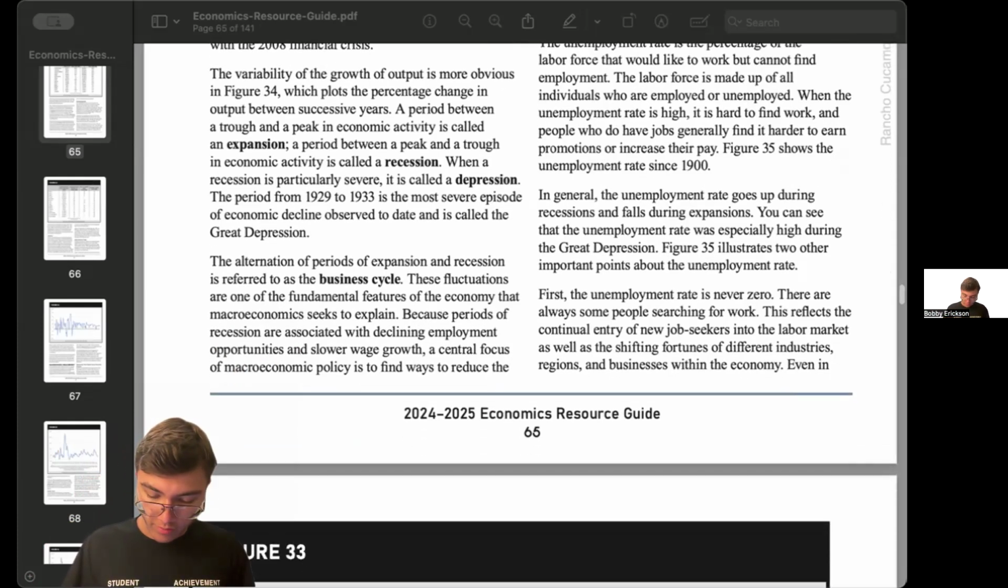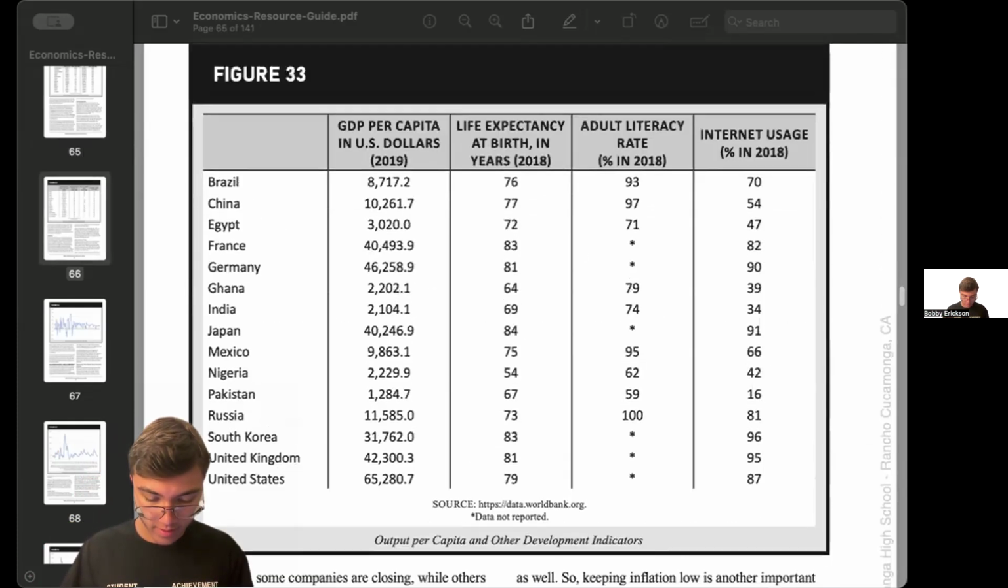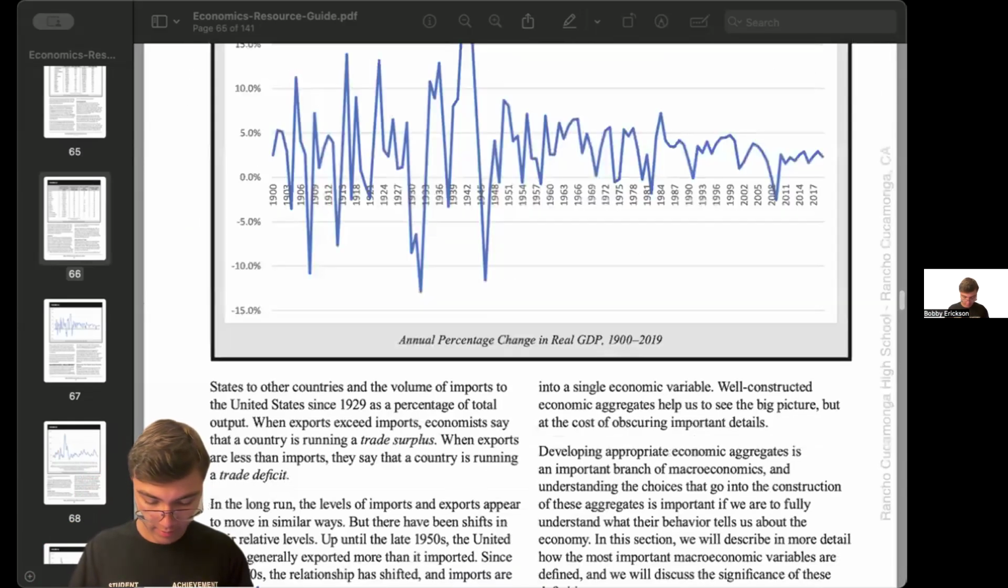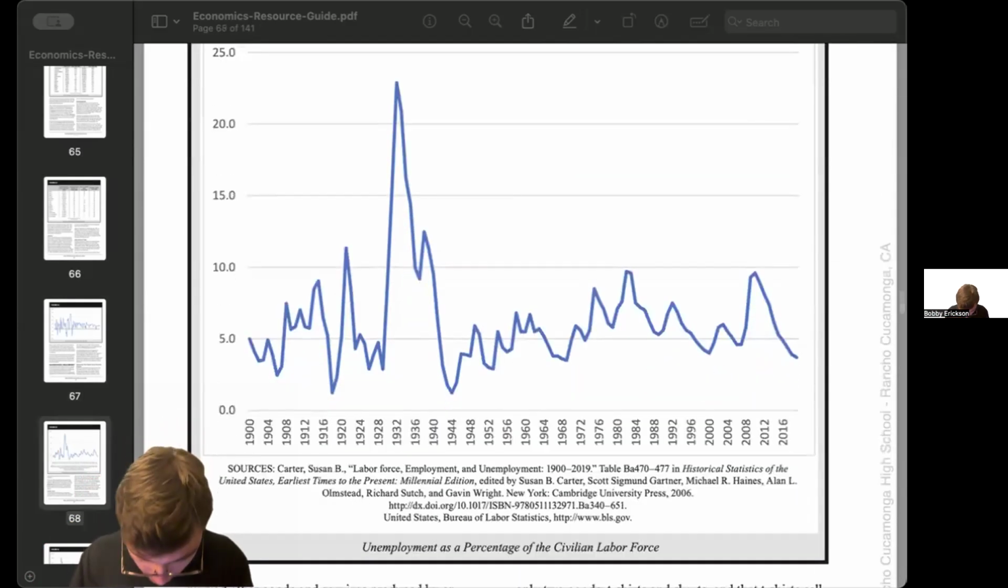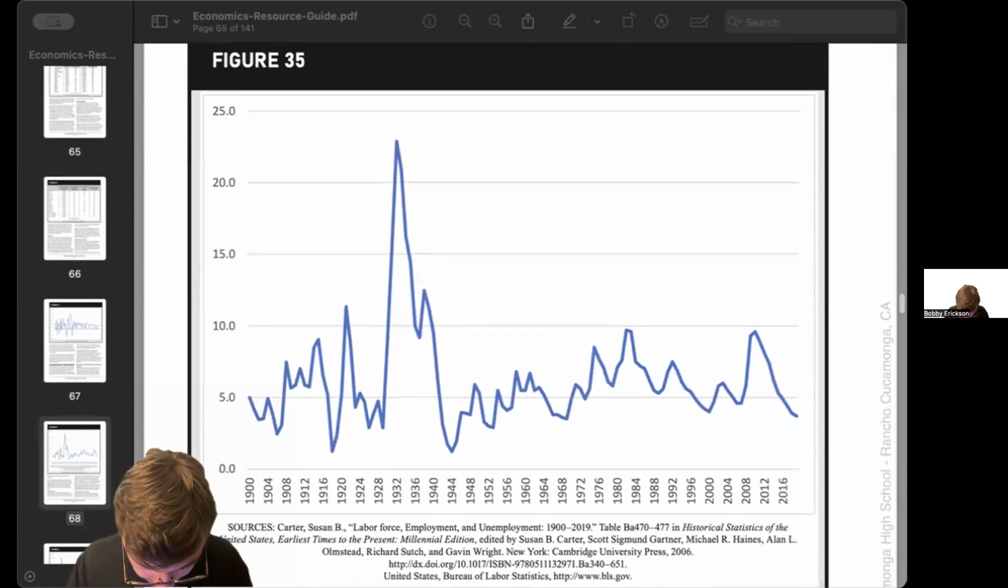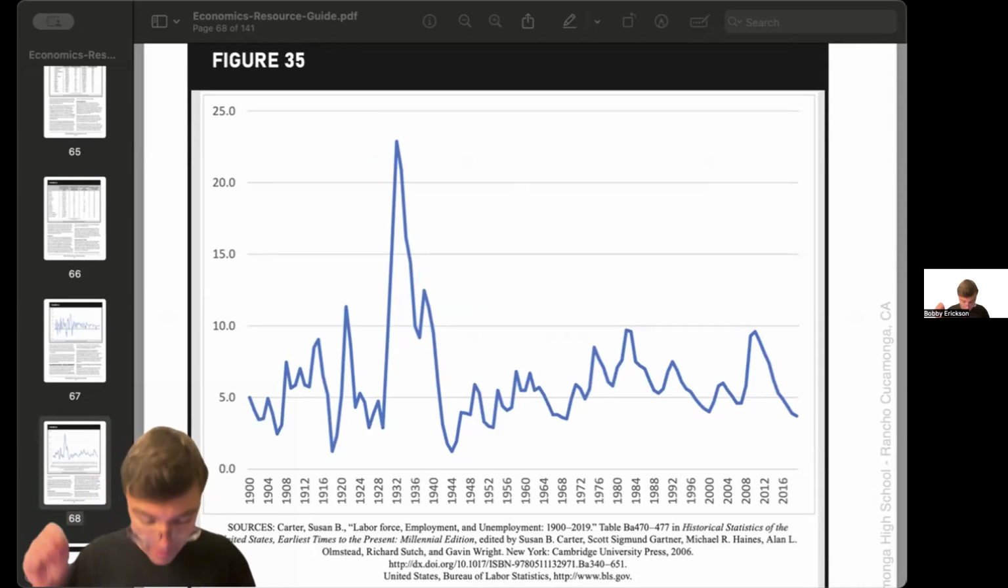Figure 35 shows the unemployment rate since 1900. So if you go ahead and look at US unemployment, it went from 5% during the Great Depression, remember 1929 to 33, and spiked up to almost 25% here. And then it dipped back down to just balancing around 5%, going up and down and up and down. And there's where we can see some business cycles going on here.